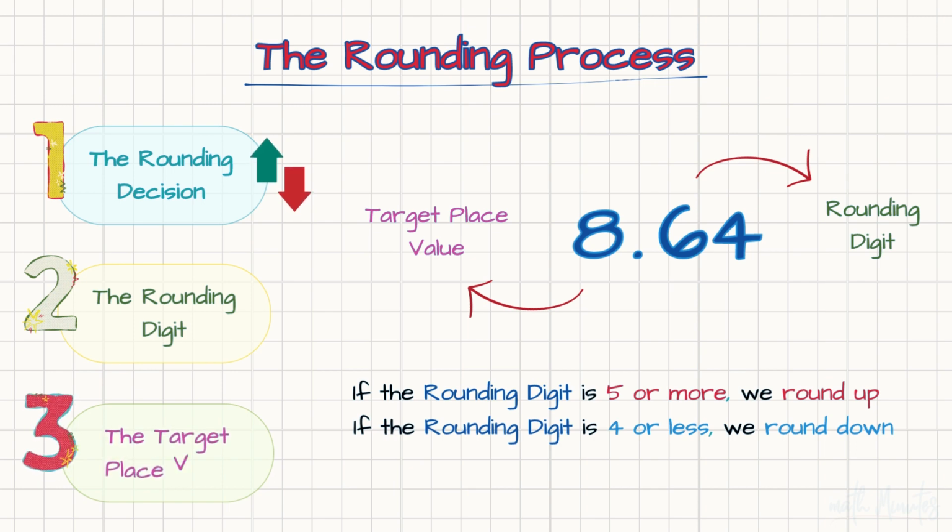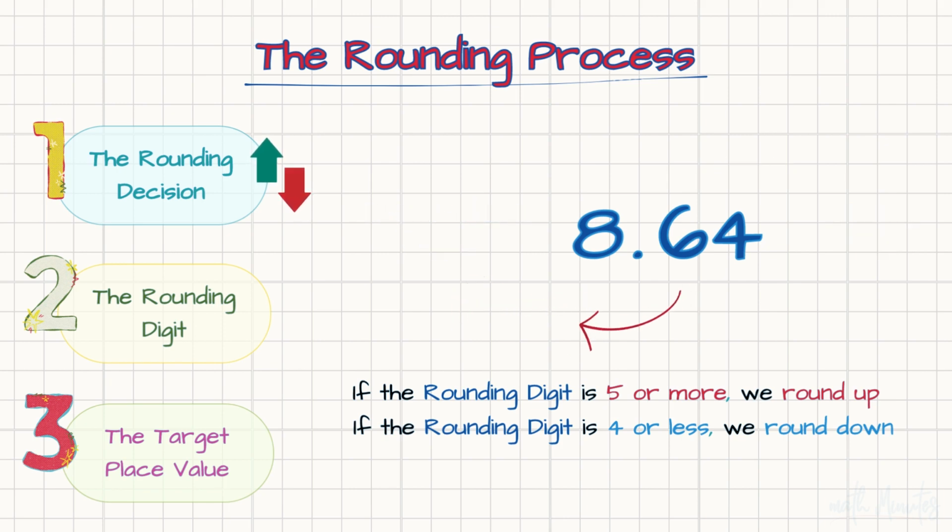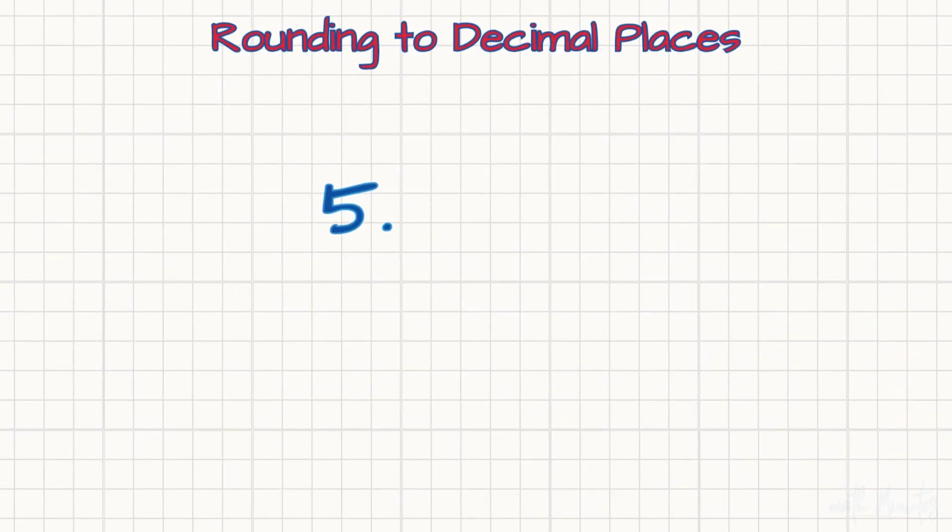Now let's define the desired or target place value. It is the place value to which we wish to round the number. For example, rounding to the nearest whole number means the target place value is the ones place, while rounding to the nearest tenth means the target place value is in the tenths place. When rounding to a certain number of decimal places, we examine the digit to the right of the last digit that we want to keep.